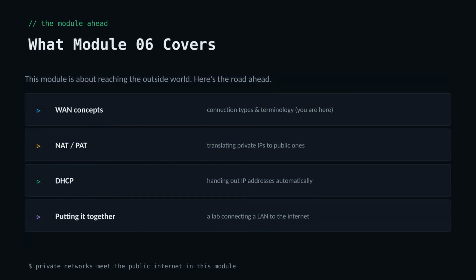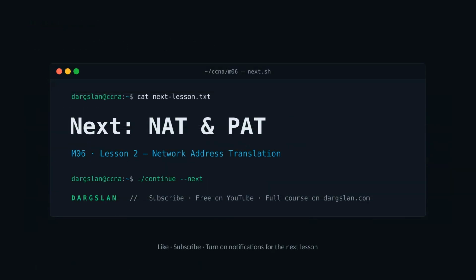With that vocabulary in your back pocket, let's zoom out and look at where this module is taking you. We're starting right here with WAN concepts, the connection types and terminology. From there, we'll move into NAT and PAT, where private IPs get translated into public ones, then DHCP for handing out addresses automatically. And we'll close with a lab that ties it all together, connecting a LAN to the internet end to end. That's a wrap on WAN concepts. Up next in Lesson 2, we'll dig into NAT and PAT, the magic that lets all those private addresses inside your network share a handful of public IPs out on the internet.